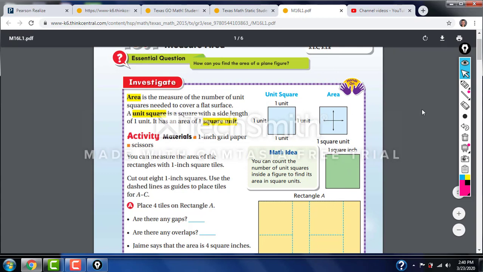So let's go ahead and review what we're going to be learning today. The area is the measurement of the number of unit squares needed to cover a flat surface. A unit square is a square with one side length of 1 unit. It has the area of 1 square unit. So this is 1 unit, 1 square unit.